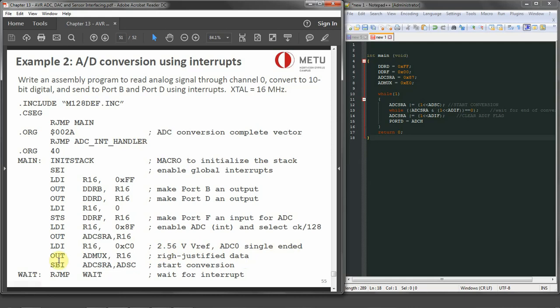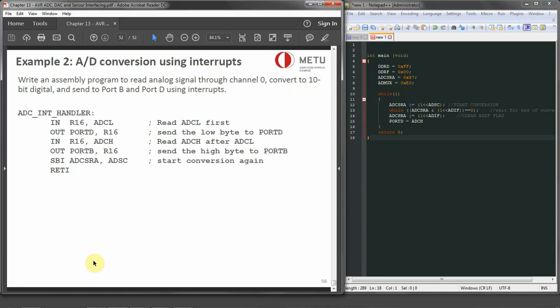Then we start the conversion by setting the ADSC bit, and we wait for the interrupt. Whenever the conversion is done, the interrupt service routine will act, and it will store in R16 the ADCL value first. That means the low byte first, and then send it to port D. Then we read the high byte, and that will be sent to port B. So we are reading byte by byte and sending it to the output. And once we are done, we set the ADSC bit to start the next conversion.